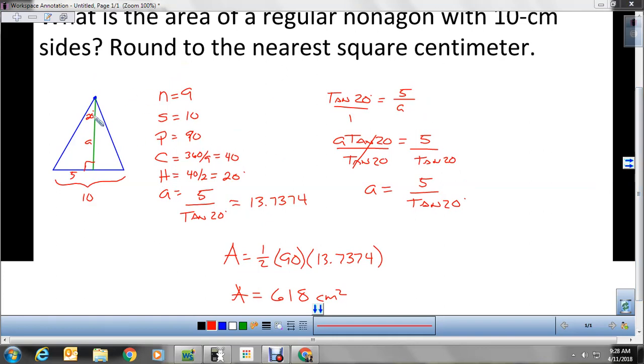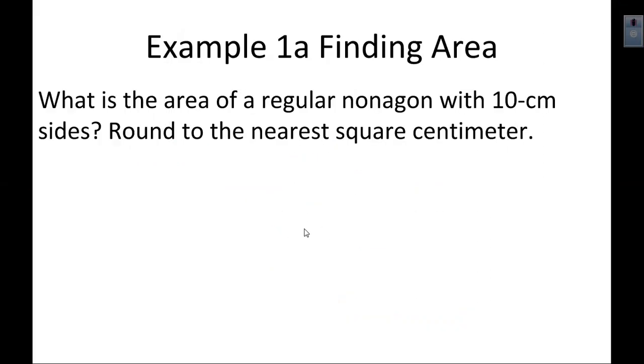So, find our reference angle to find our apothem using our tangent function. Remember to round to 4 decimal places. That helps us, so when we round our final answer, we have enough significant digits to make sure we get the right result. All right, so let's go to the next one.